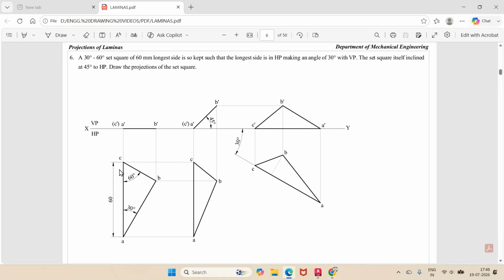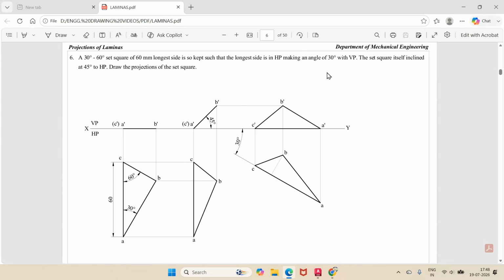So naturally that longest side is perpendicular to VP. So then this angle of the set square is at 60 degrees and this is at 30 degrees. Then when you look from the front view, since it is resting on HP, make that surface parallel to HP. Once you make that surface parallel to HP, you are getting the true shape in HP now.